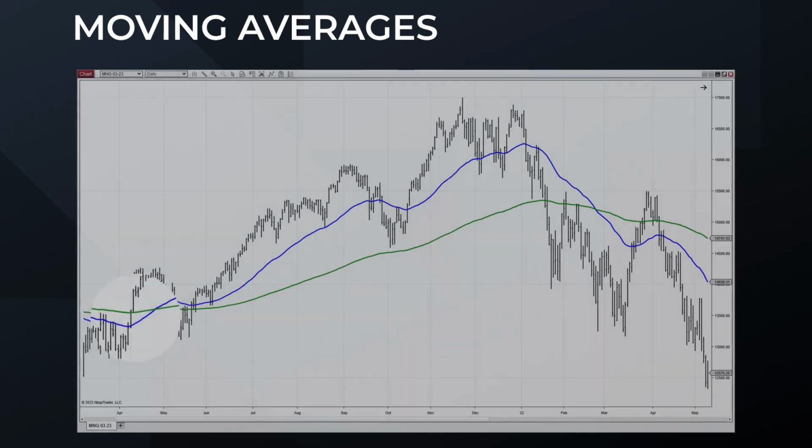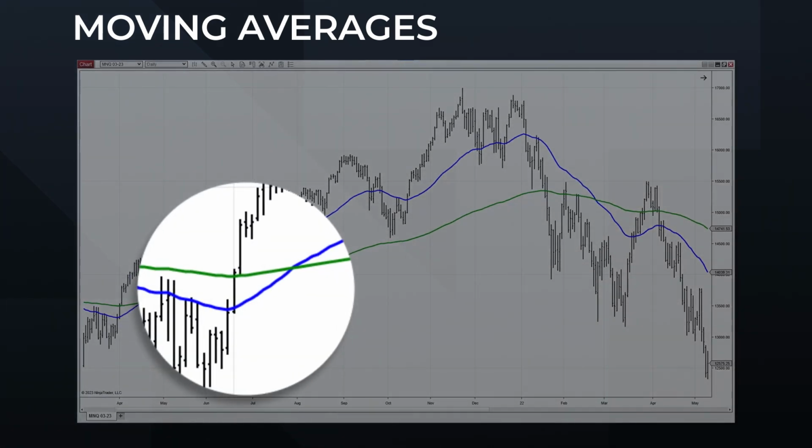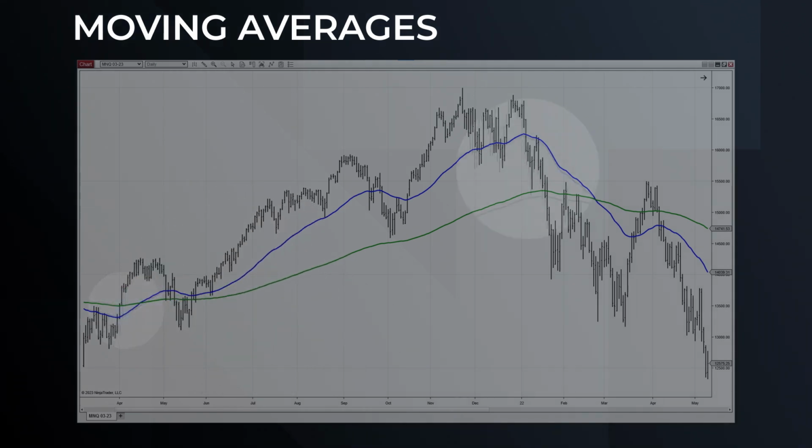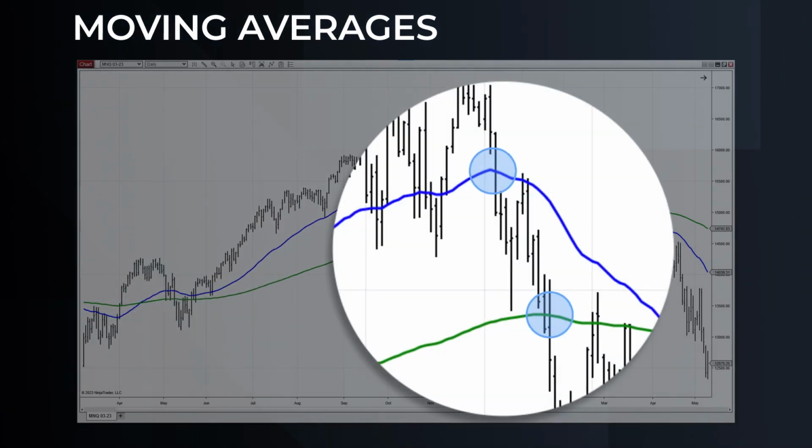Price crossing through a moving average can indicate that a trend is changing. When price crosses above a moving average, that is a bullish indication. Price crossing below is a bearish indication.